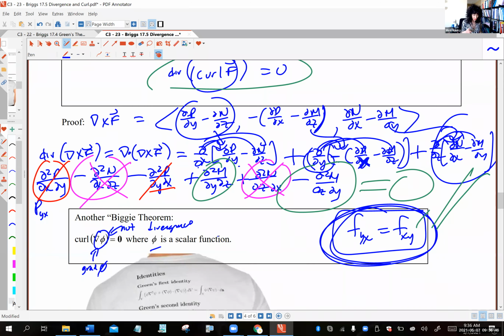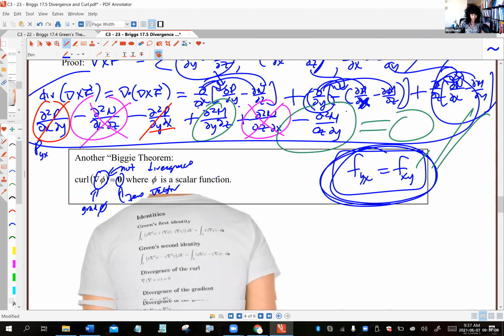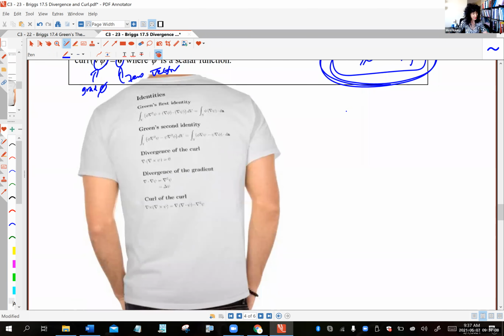So if you take the curl of a gradient, you will end up with not 0, but the 0 vector. I'm not going to prove this. I'll let you prove it. One time I put as extra credit on a final exam, prove the second biggie theorem, and one student did pretty well. It's going to involve mixed partials being equal. So work it out on your own for fun. I'm not saying I'm not going to put it on there, but I could.